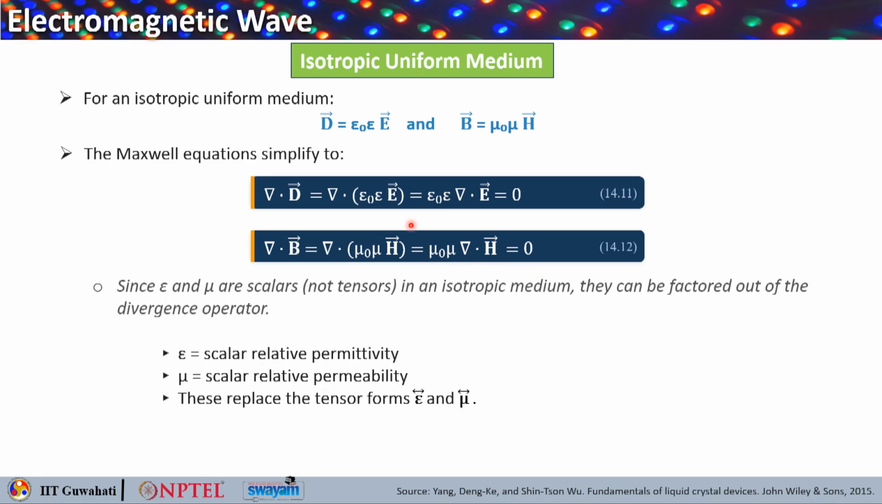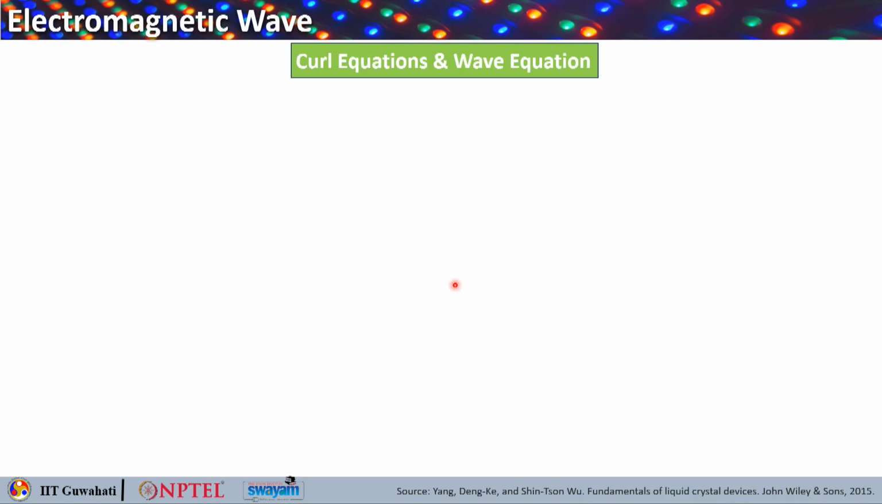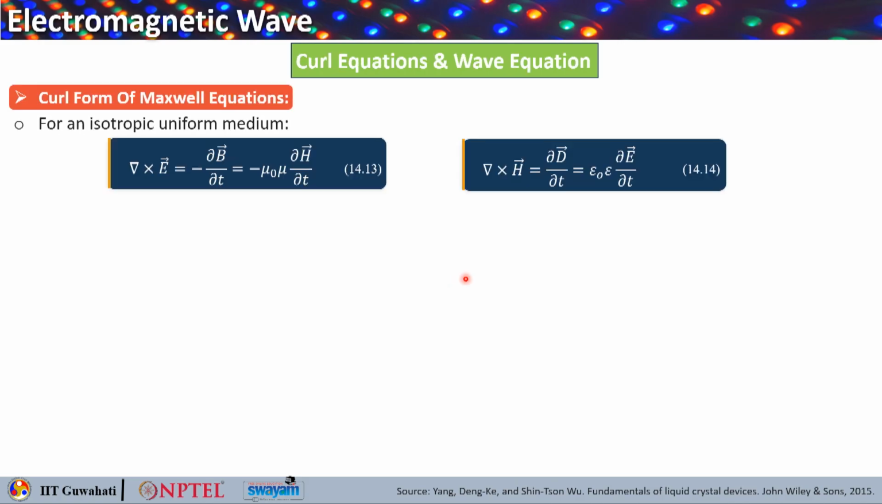So now since in this case the epsilon and the mu are basically scalars, they are not tensors in the case of isotropic medium, they can be basically factored out of this divergence operator and you can see that the equations become much more simpler. What happens to the curl equations?